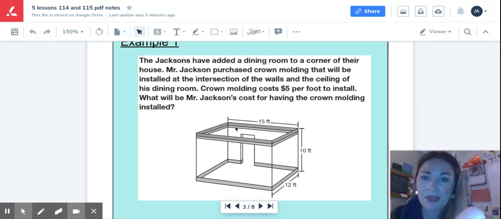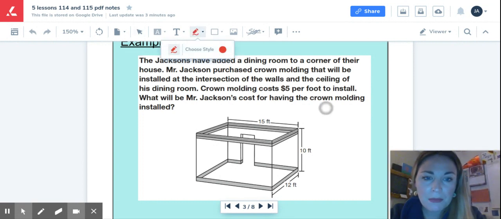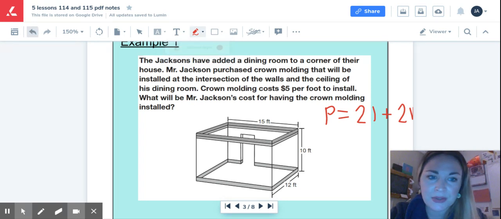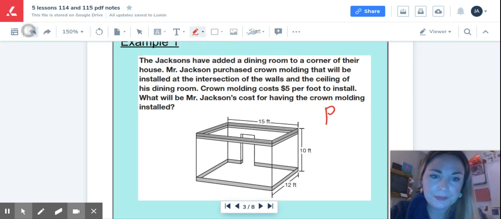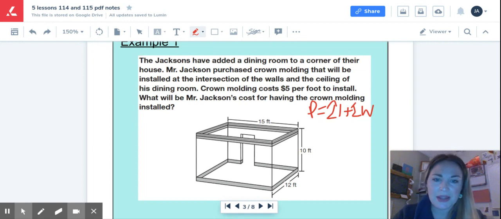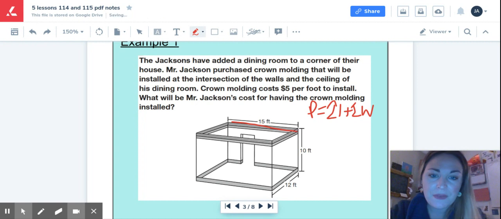And I remember that that is P is equal to 2 lengths plus 2 widths. Sorry, I'm off my page. Perimeter is equal to 2 lengths plus 2 widths. So we can see, I'm going to call this my length, 15.